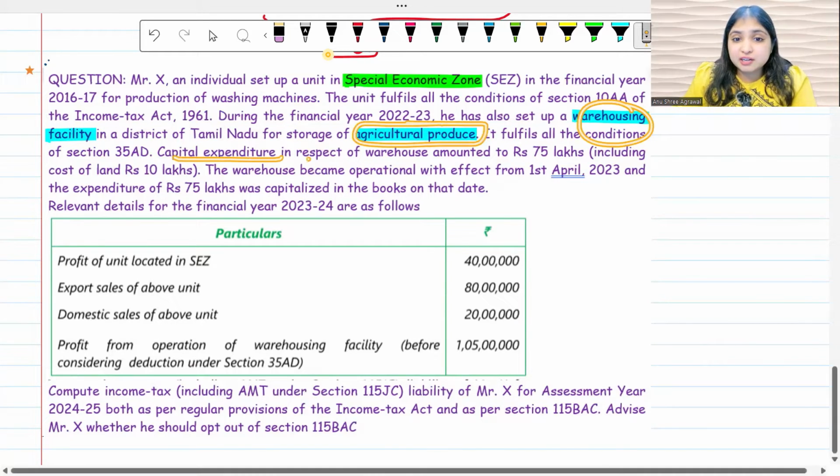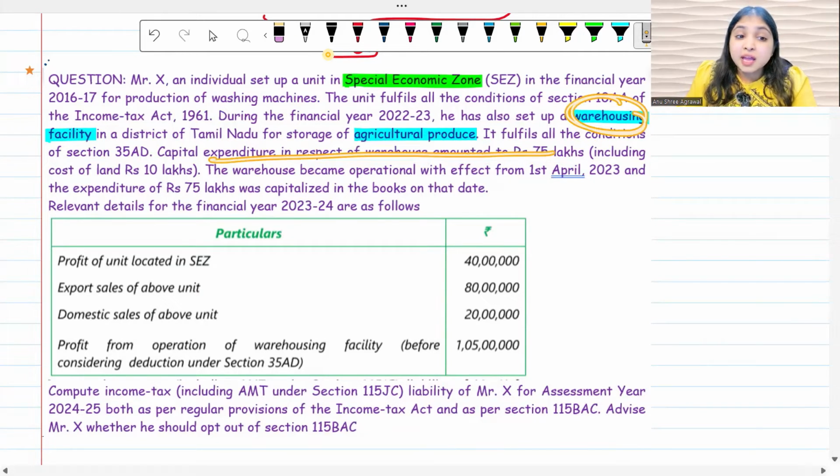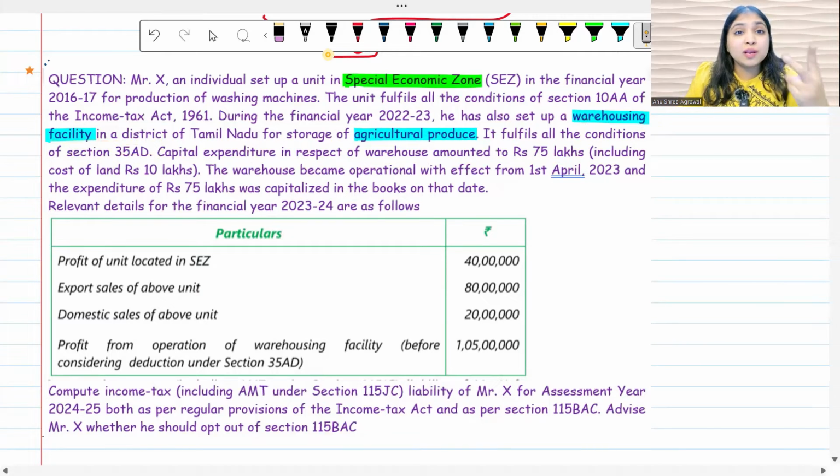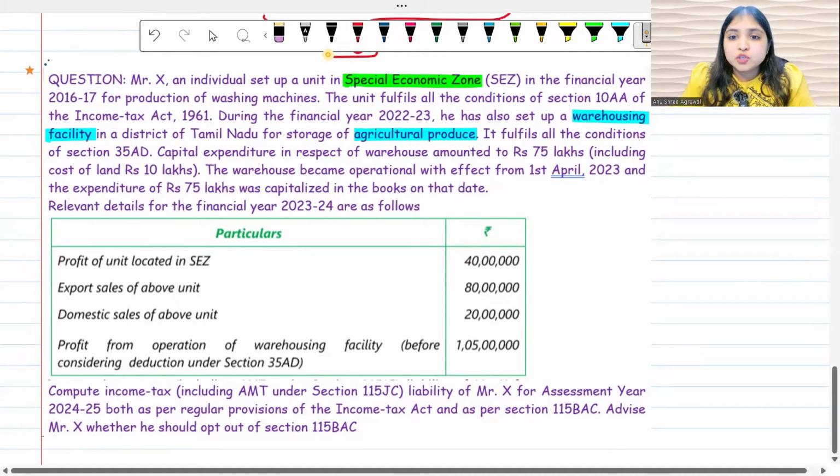Capital expenditure in respect of the warehouse amounted to 75 lakhs. So for this warehouse, capital expenditure is 75 lakhs, including the cost of land of 10 lakhs. We know very well that this warehouse will enjoy Section 35AD deduction, but under 35AD, land, goodwill, and financial instruments are not allowed. So here my assessee has incurred capex of 75 lakhs, which includes land of 10 lakhs. So land I will not allow. Only the balance 65 lakhs I will allow under 35AD.